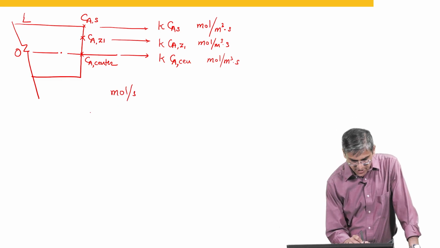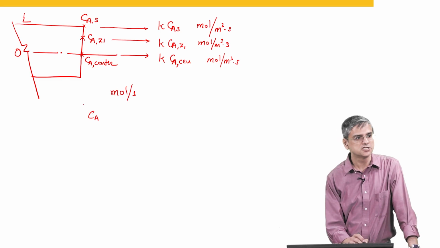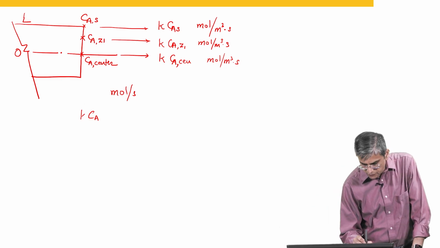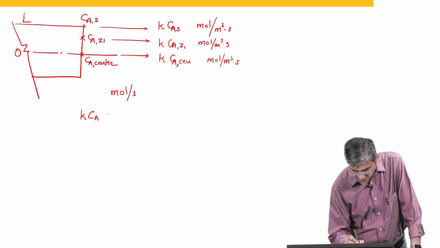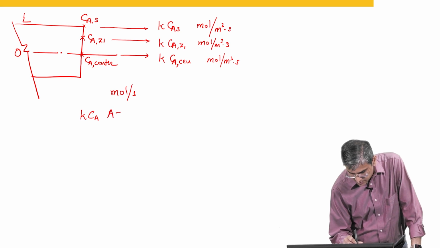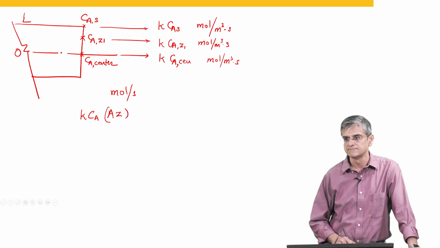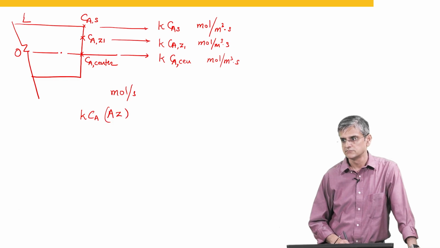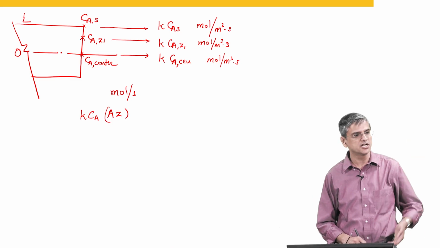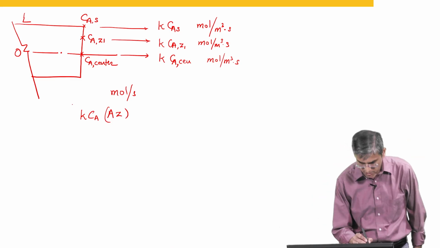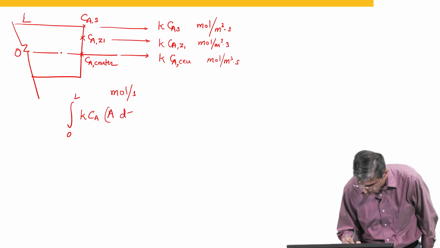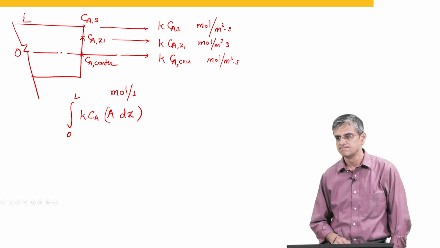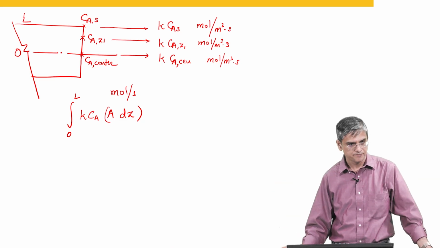The net rate of reaction, if the concentration was constant, would have been Kca multiplied by volume, or Kca multiplied by Az, right? But if concentration is changing at each location, what will this be? It will just be integral 0 to L of K Ca A dZ, area under the curve.